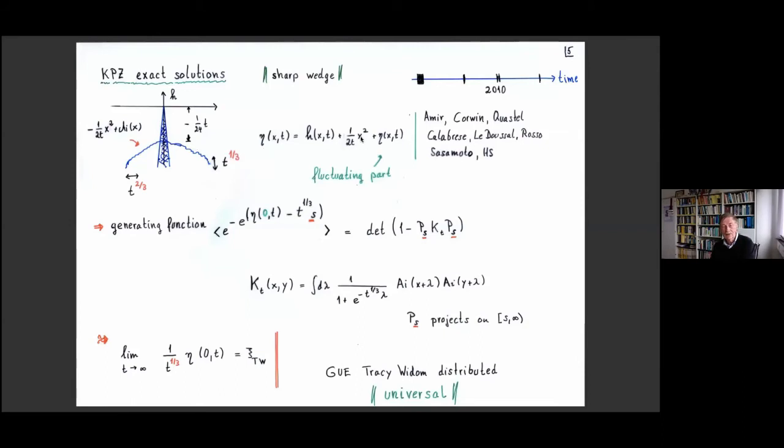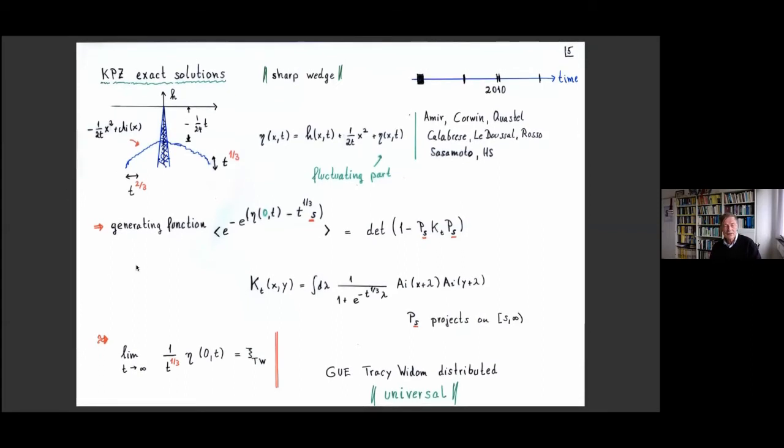I'm just going to explain the exact result at one single point. You look at this fluctuation. I've subtracted the parabola here, and this is the fluctuating part. And I'm just sitting at x equal to 0. So I'm not looking at these correlations, that's too complicated for such a short time. I'm just looking at the height at the origin. I'm looking at the solution of the KPZ equation, and I only register the height at the origin.